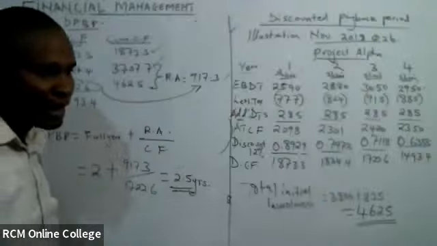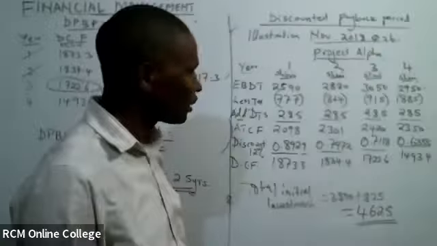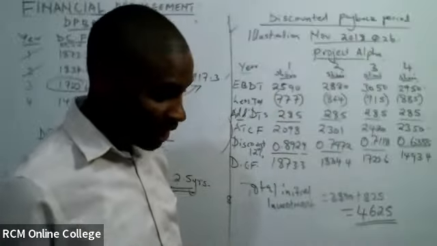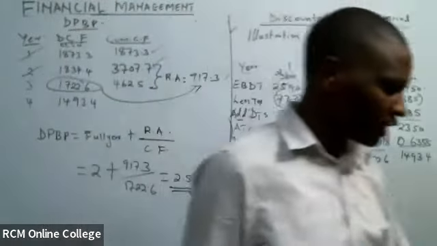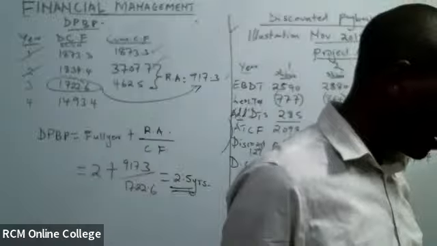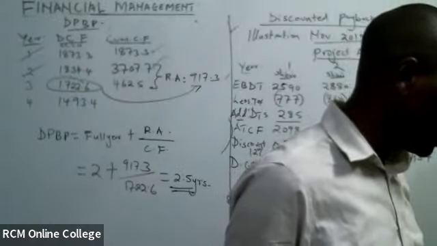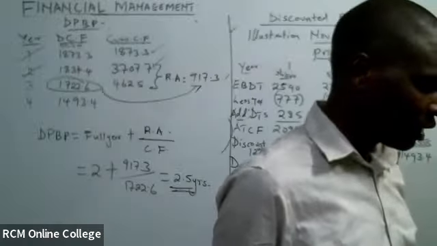Good. Let's run with the other project. This one is Alpha; what was the other one? Beta. Let's run with the beta very fast. Let's finish beta and then we move to the next thing, which is the modified internal rate of return, our last appraisal technique.